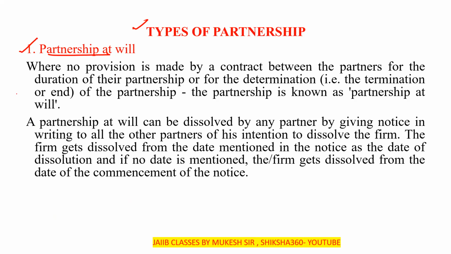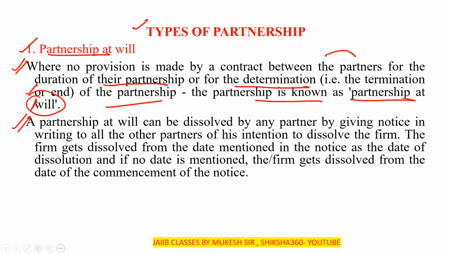So partnership at will, where no provision is made, that is due to mutual understanding. Partnership at will means that no provision is made by a contract between the partners for the duration of their partnership or for the termination or end of the partnership. That type of partnership is known as a partnership at will.